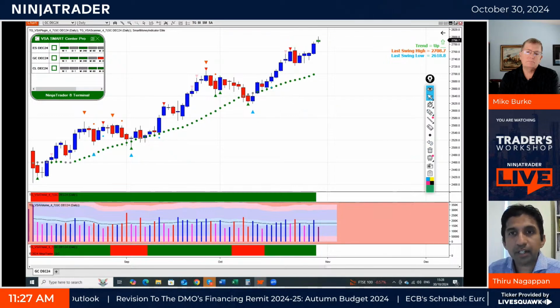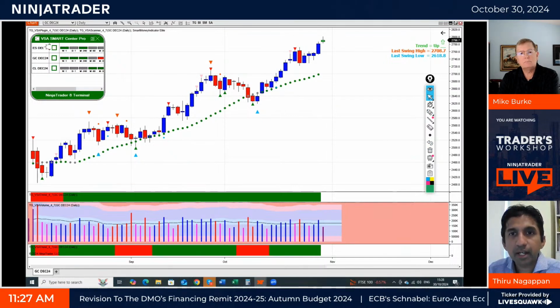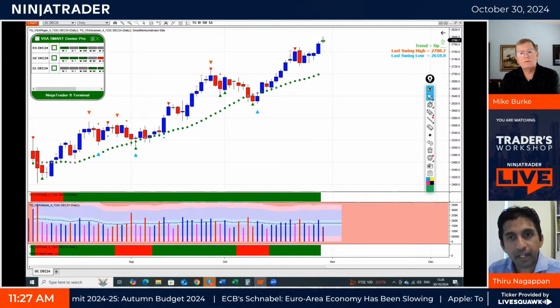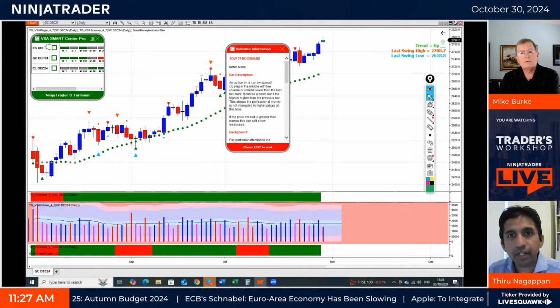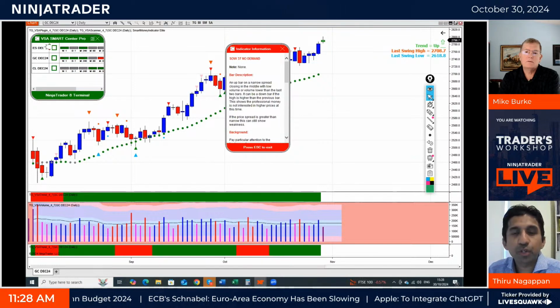Exactly. So that one, yeah, maybe we should change the colors a little bit. That orange arrow over here is not the same as this orange arrow by the Smart Money indicator. That's by the VSA, the trade guide thing. And when you click on that, it will tell you what it's telling. It's saying no demand.